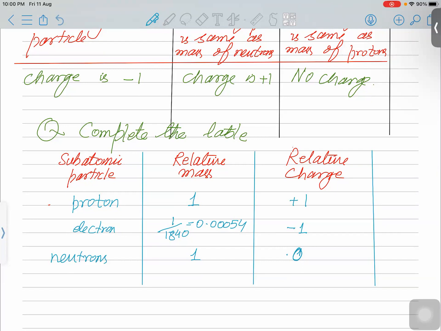But in IGCSE, the value used is 1840. Okay, sir. You could also say it's 1840 to the power of -1. It's 1/1840, the reciprocal of 1840. Are you getting my point? Yes, sir. Okay.